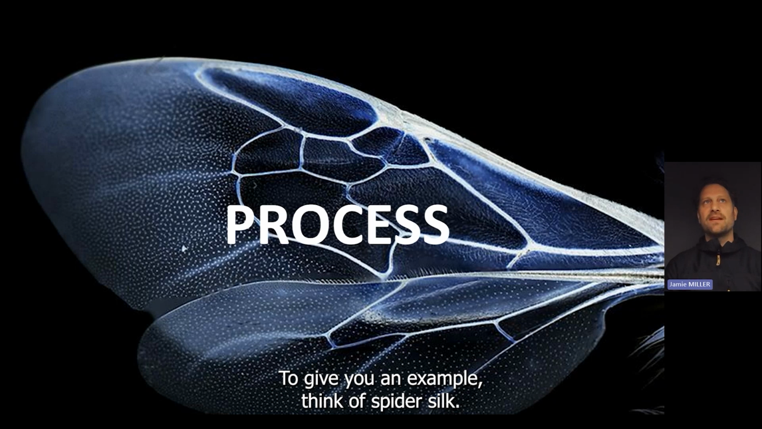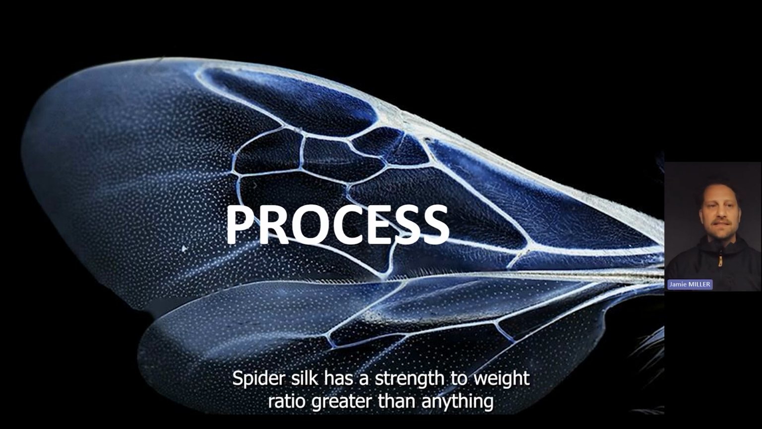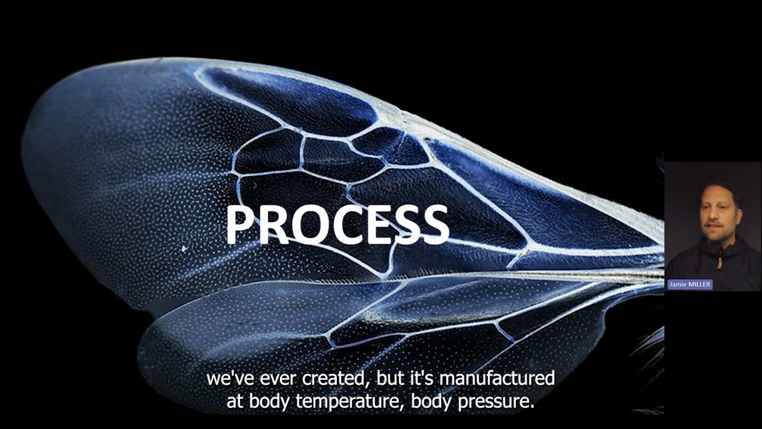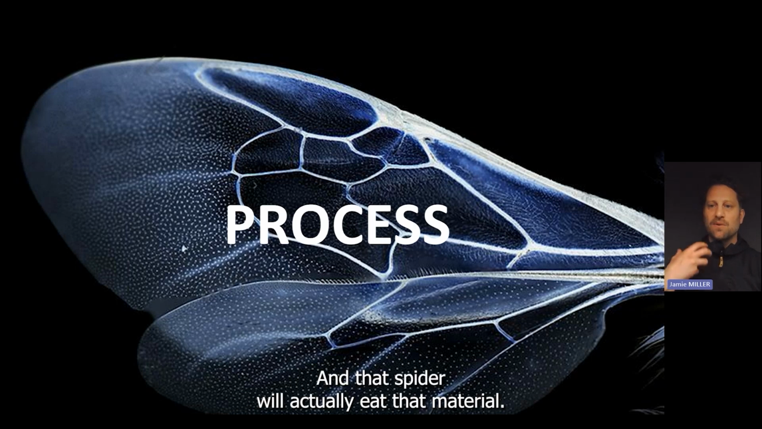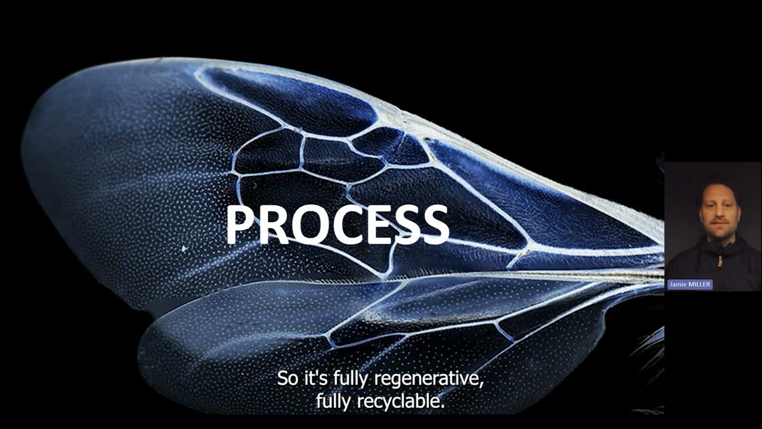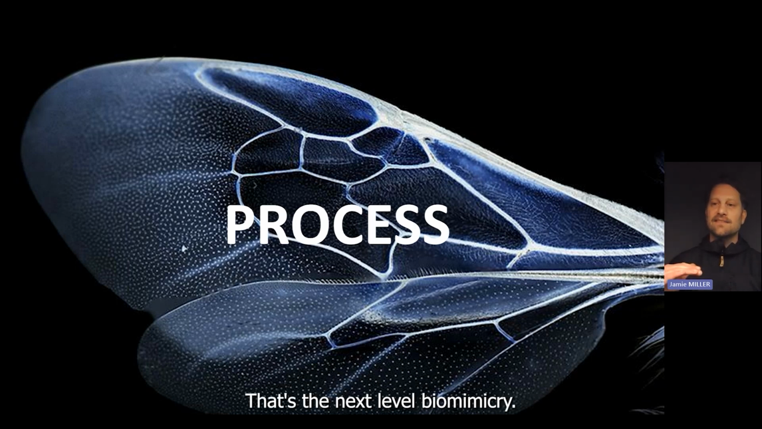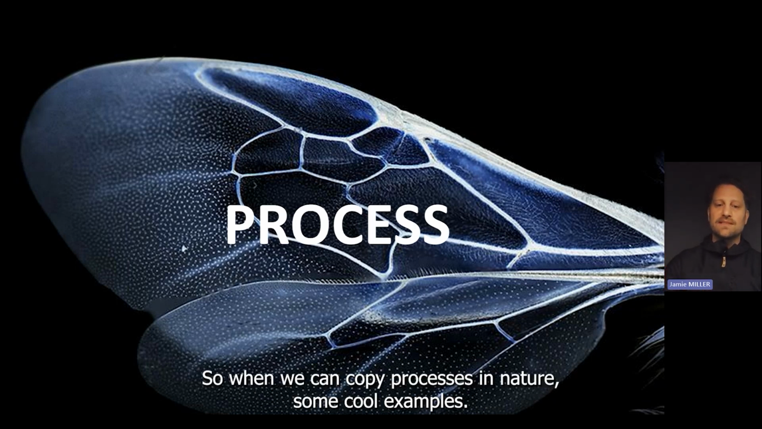To give you an example, think of spider silk. Spider silk has a strength to weight ratio greater than anything we've ever created, but it's manufactured at body temperature, body pressure. It's water-based chemistry. It uses only the energy of the sun, and that spider will actually eat that material. So it's fully regenerative, fully recyclable. That's the next level of biomimicry, is when we can copy processes in nature.